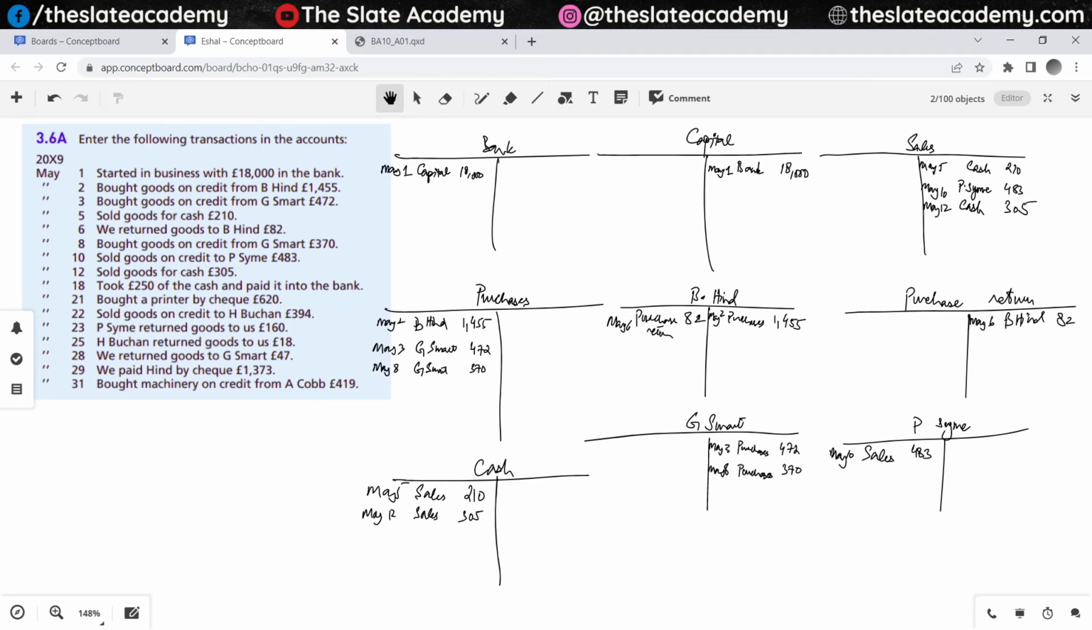Okay, for 12 done. Then on 18th May I took 250 of the cash paid into the bank. So bank debit, cash credit. Cash credit by how much? 250. Yes, 250. I write bank, and this is on May 18. And then bank debit 250 because of cash, this on May 18.